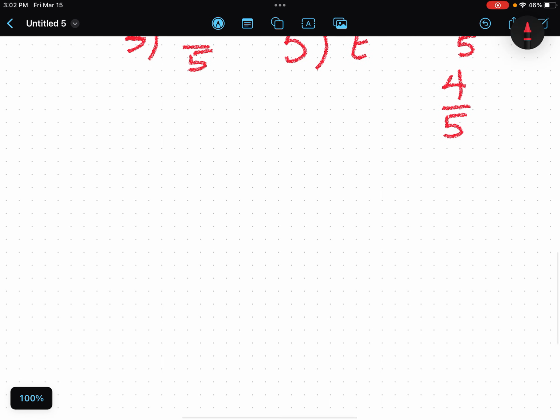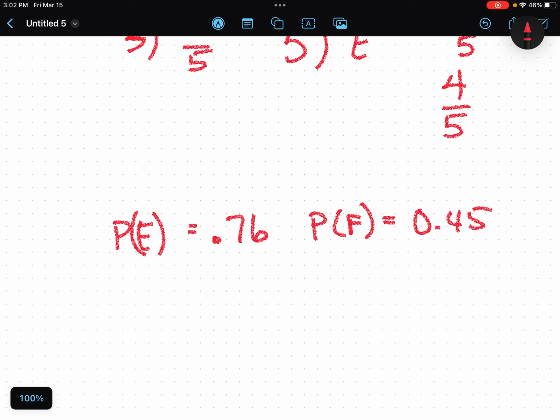Number 6. Suppose P of E is 0.76 and P of F is 0.45 and P of E and F was 0.32. What's P of E or F?